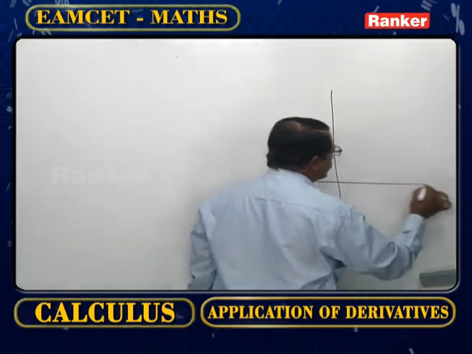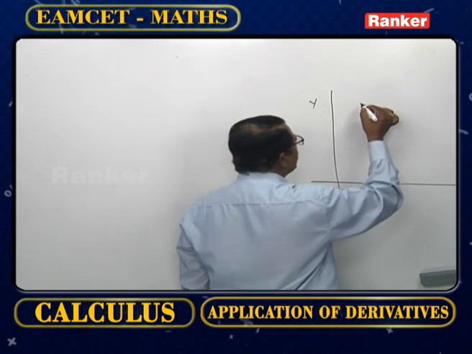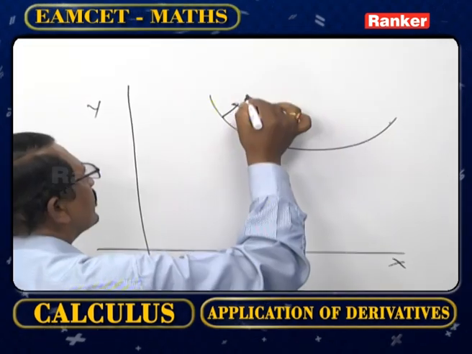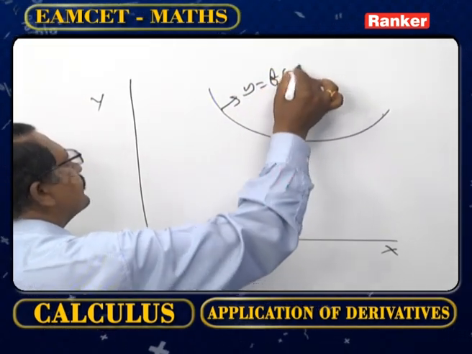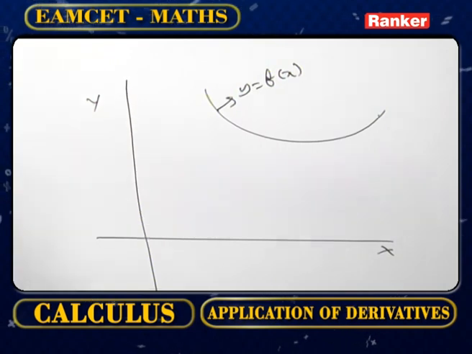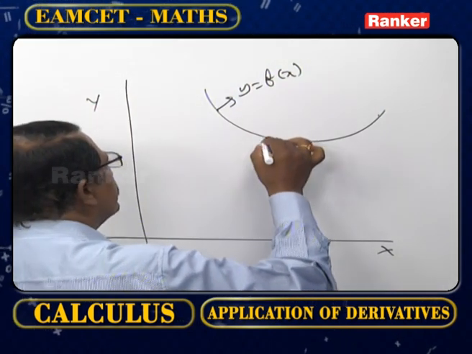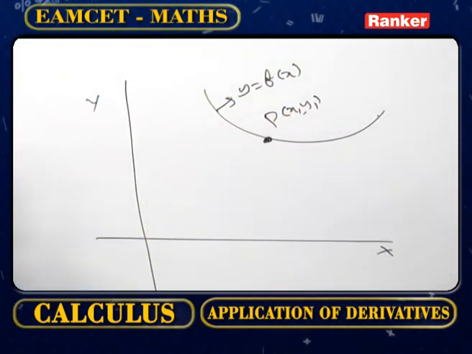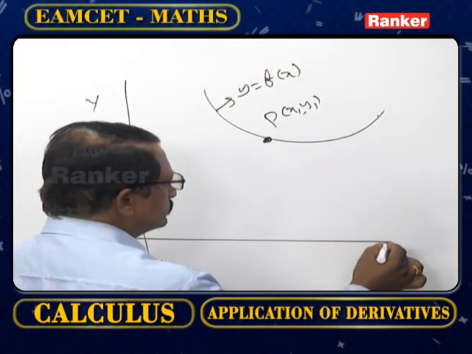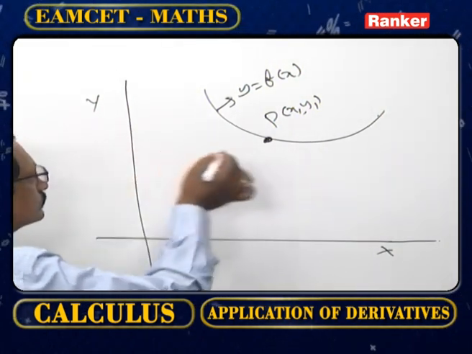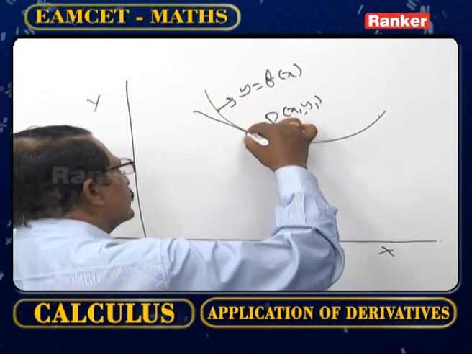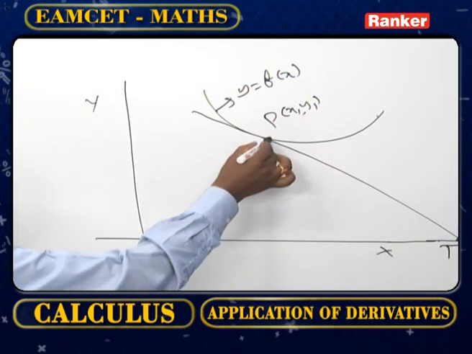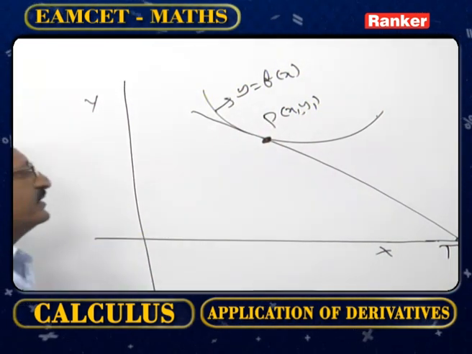Next, suppose there is a curve on the x axis, y axis. Consider the curve equation y equals f of x. P (x1, y1) is a point on the curve. Suppose the tangent to the curve at the point P (x1, y1) meets the x axis at T.